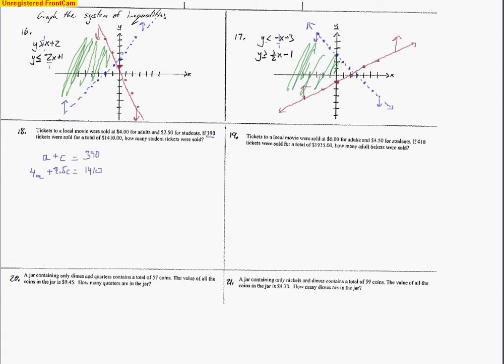So what you're going to do from this point is multiply by some number to cancel out one of these unknowns. And what are they asking for? How many student tickets were sold? So we want to keep the students. We want to cancel out the adults. Let's multiply by negative 4.